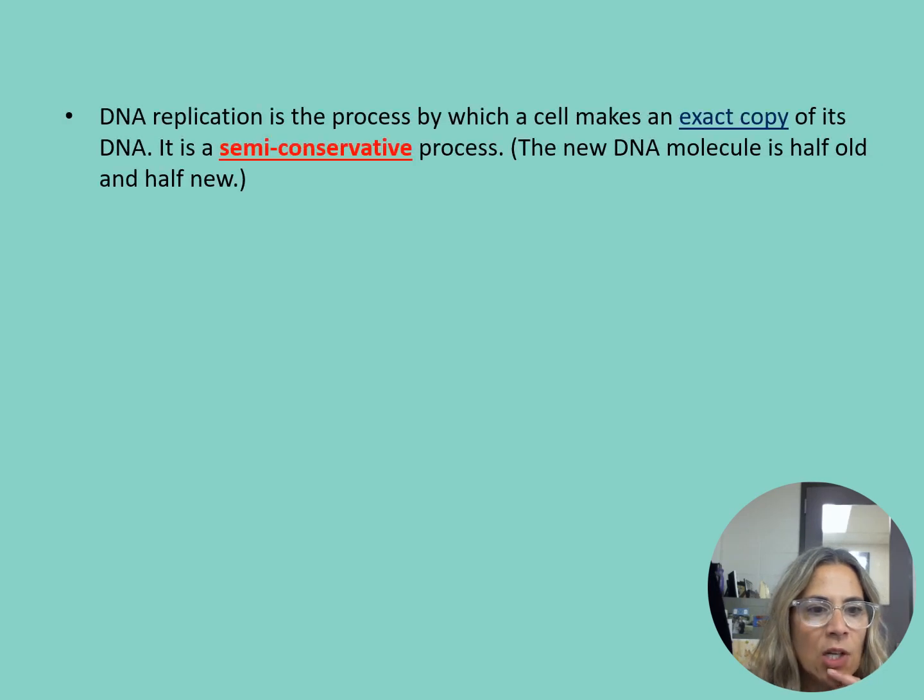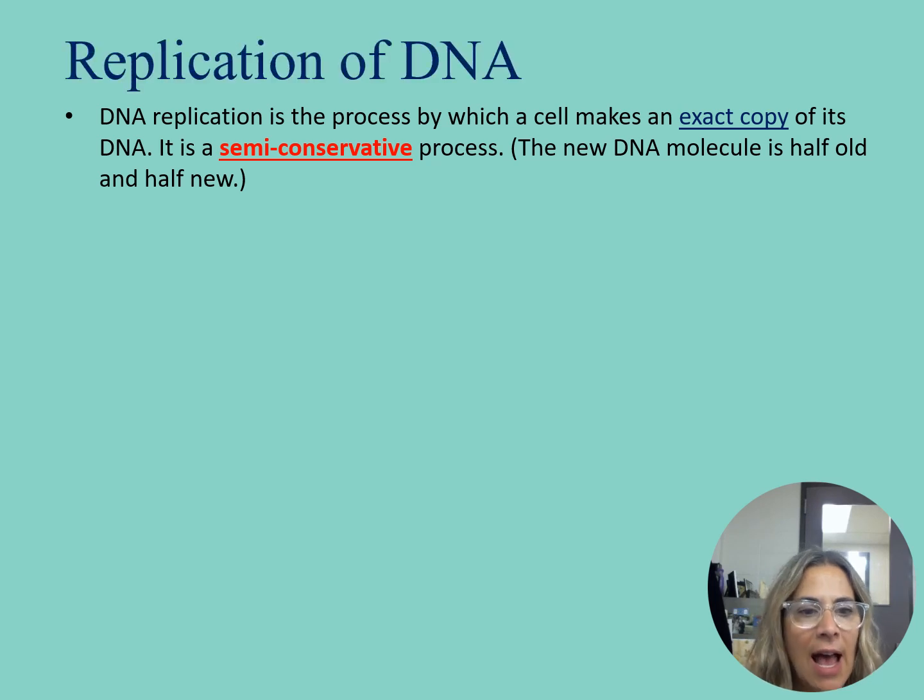So when we take a look at how DNA replication actually occurs, the end result is an exact copy of the DNA. However, it's a semi-conservative process. So that means that because we're replicating the DNA strand, we end up with a new molecule of DNA that is half from the original and half new.